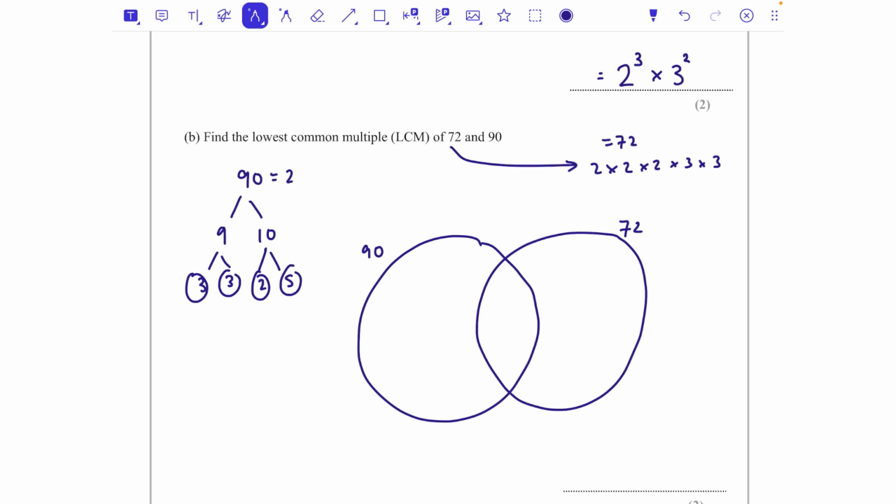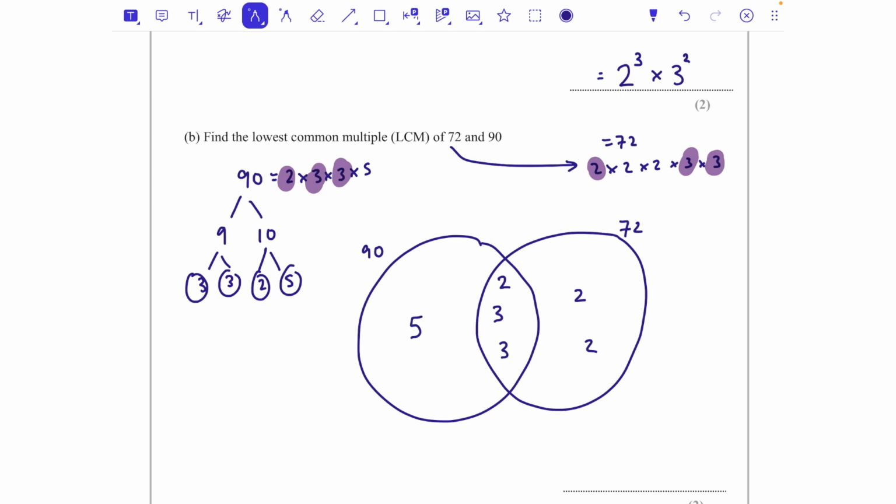So 90 is 2 times 3 times 3 times 5. So both of these product of primes have 2's, so we can put the 2 in the middle. We can also put a 3 in the middle because they both have a 3. And they also have another 3, so we can put another 3 in the middle. However, there's nothing else left in common. The 72 has 2 and 2 left over, and the 90 has a 5 left over.